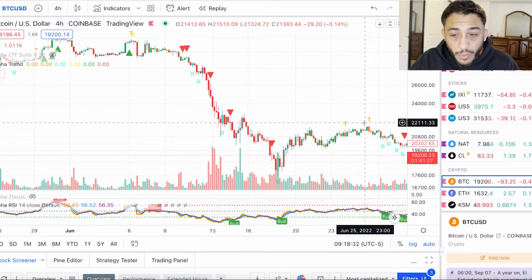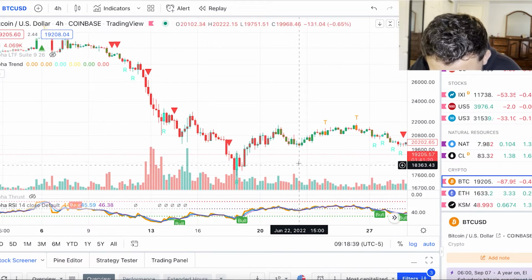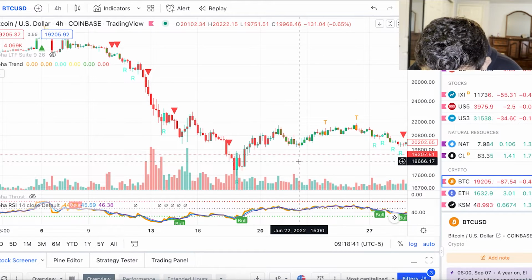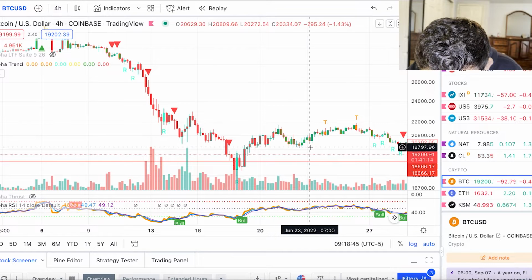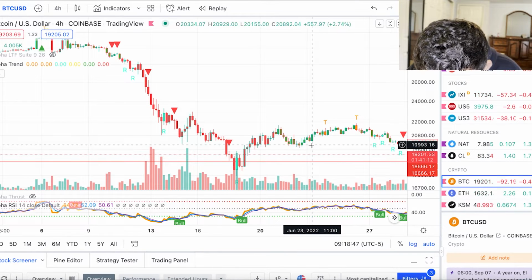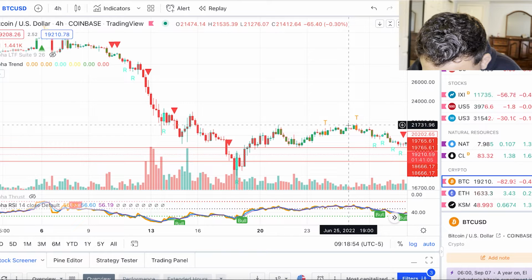Next, we need to find local support and resistance bands. So for us, let's get looking here. Right away, I see one right around here. Right around here. And these don't have to be perfect. And right around here.